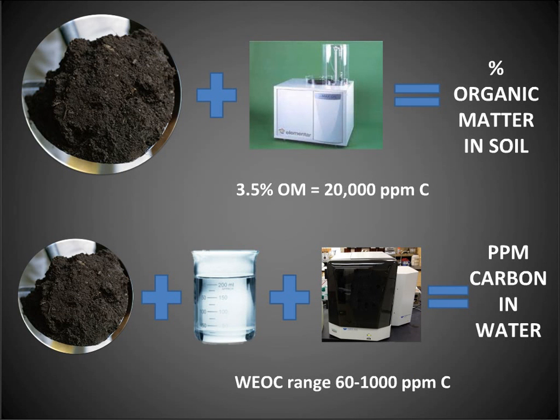But when we measure organic matter, you can use loss on ignition, or you can use this machine that uses combustion. These are very similar machines, but we extract the soil with water for this one, and this measures parts per million. This one measures percent organic carbon.